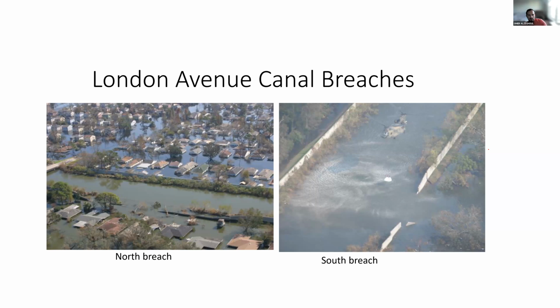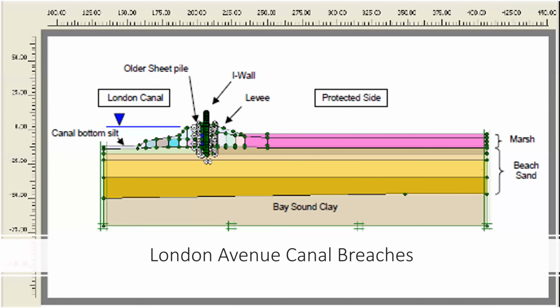Can you go next? So basically, what type of failure was there? What is the key failure? The mechanism of the failure. So the southern side is the same as what happened in the first case scenario. So the I-wall got pushed, the water flowed.